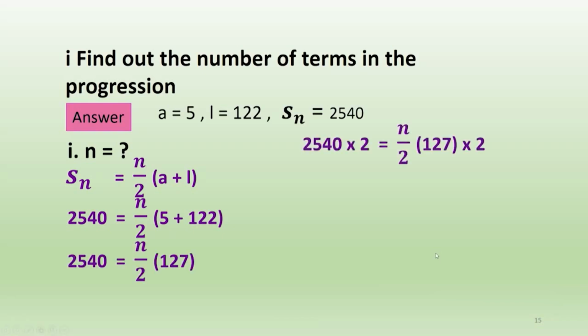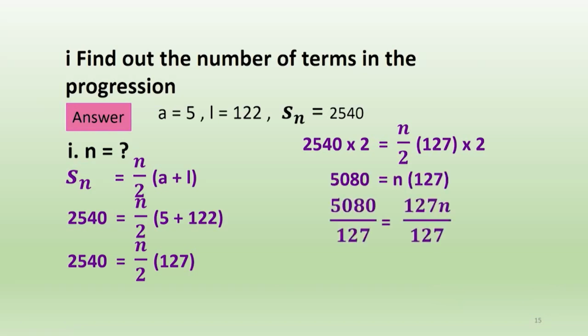Then here, 2540 equals n over 2 times 127. Then we have to simplify that denominator too. How do we do that? By multiplying both sides, right and left, by 2 to remove that 2. Then we get 5080 equals n times 127. Like that we can find n.